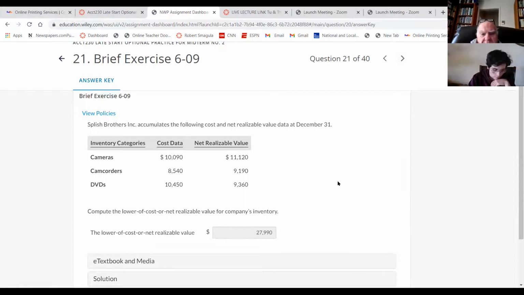Lower of cost or market. How do we do this, Miguel? We pick the one with the lower number. You have a calculator with you? What's the lower number here? 10,090 plus 8,540 plus 9,360. And you got 27,990, right? Yes. That's super easy. Lower of cost or market.